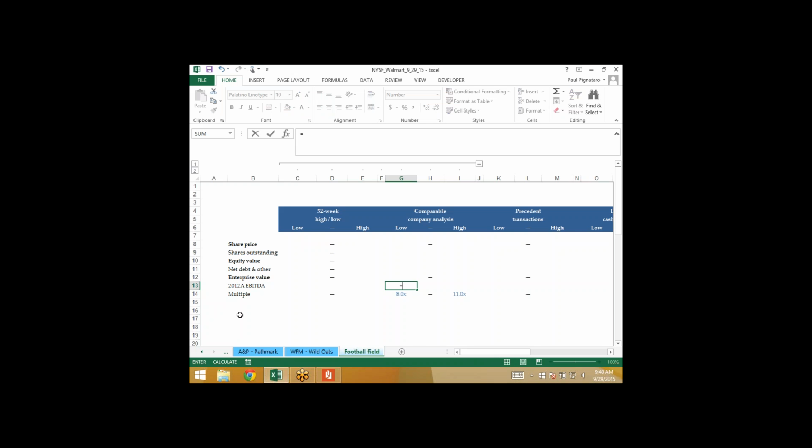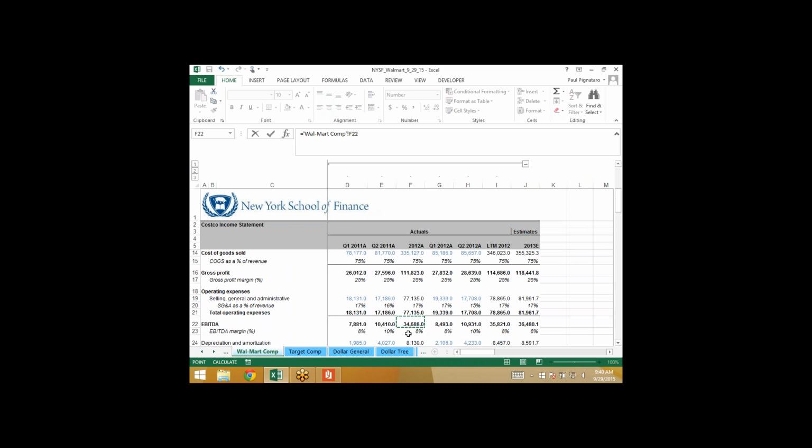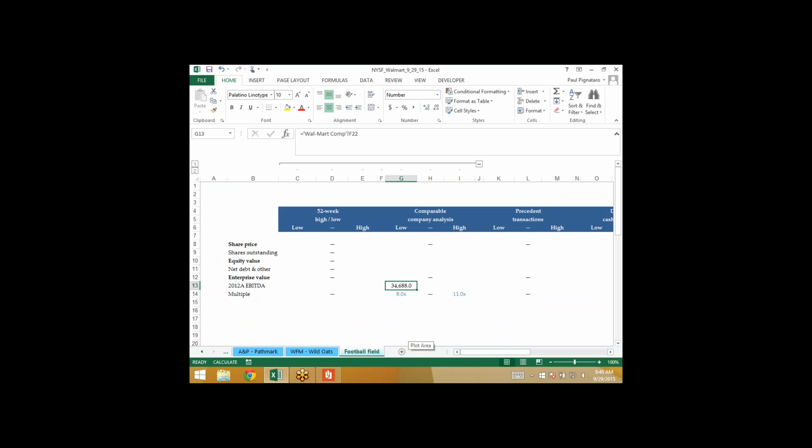So I'm going to pull in the 2012 EBITDA. I have it in the operating model. I have it in the Walmart comp. Here's the 2012 EBITDA, 34688. And if you multiply, you will get the implied enterprise value for Walmart. Right? So I'm slowly building up back towards the stock price.